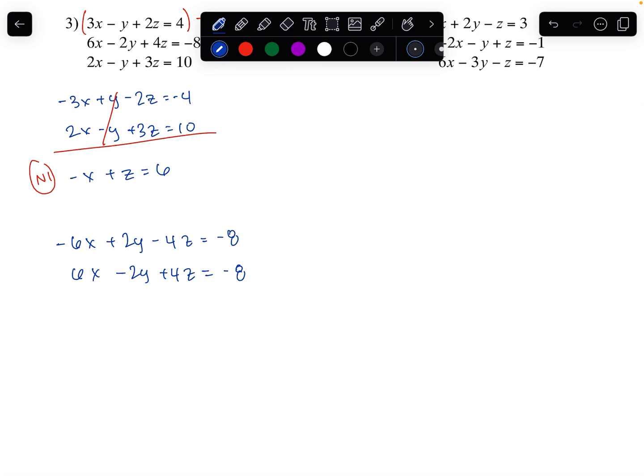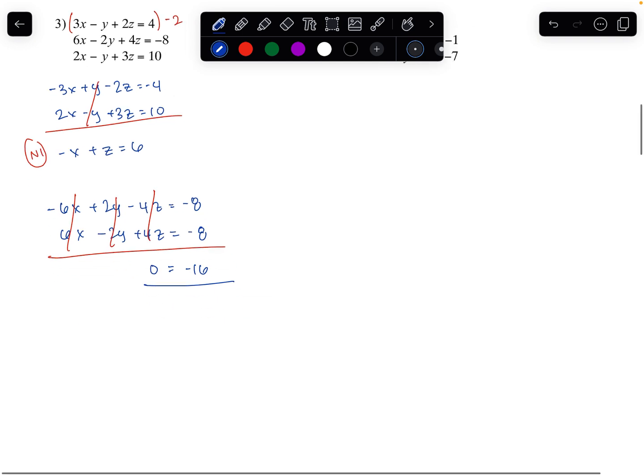Now, what's nice about this right here is that when I add them, things are going to cancel. That's going to cancel. That's going to cancel. That's going to cancel. This does not cancel, though. So the left side of the equation is 0, but this becomes -16. And that right there is a false statement. So this is a problem with no solution.